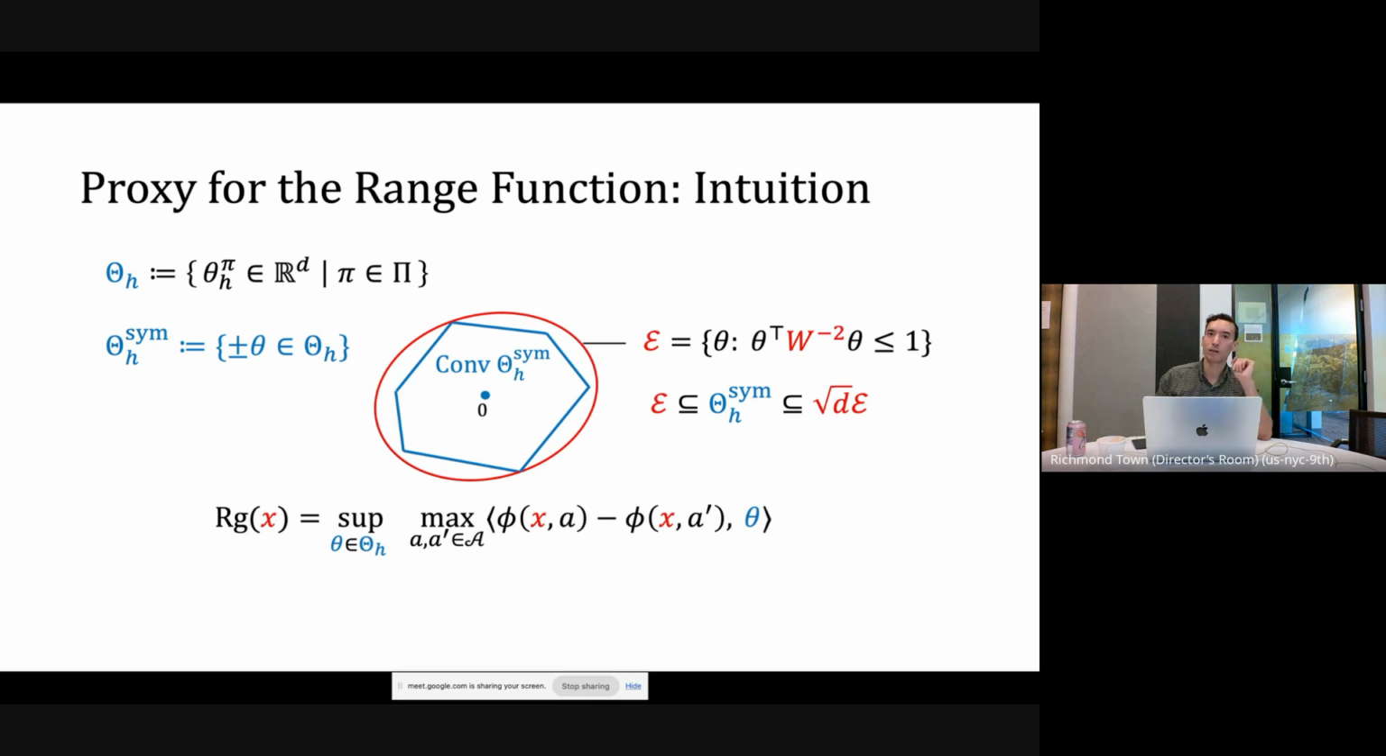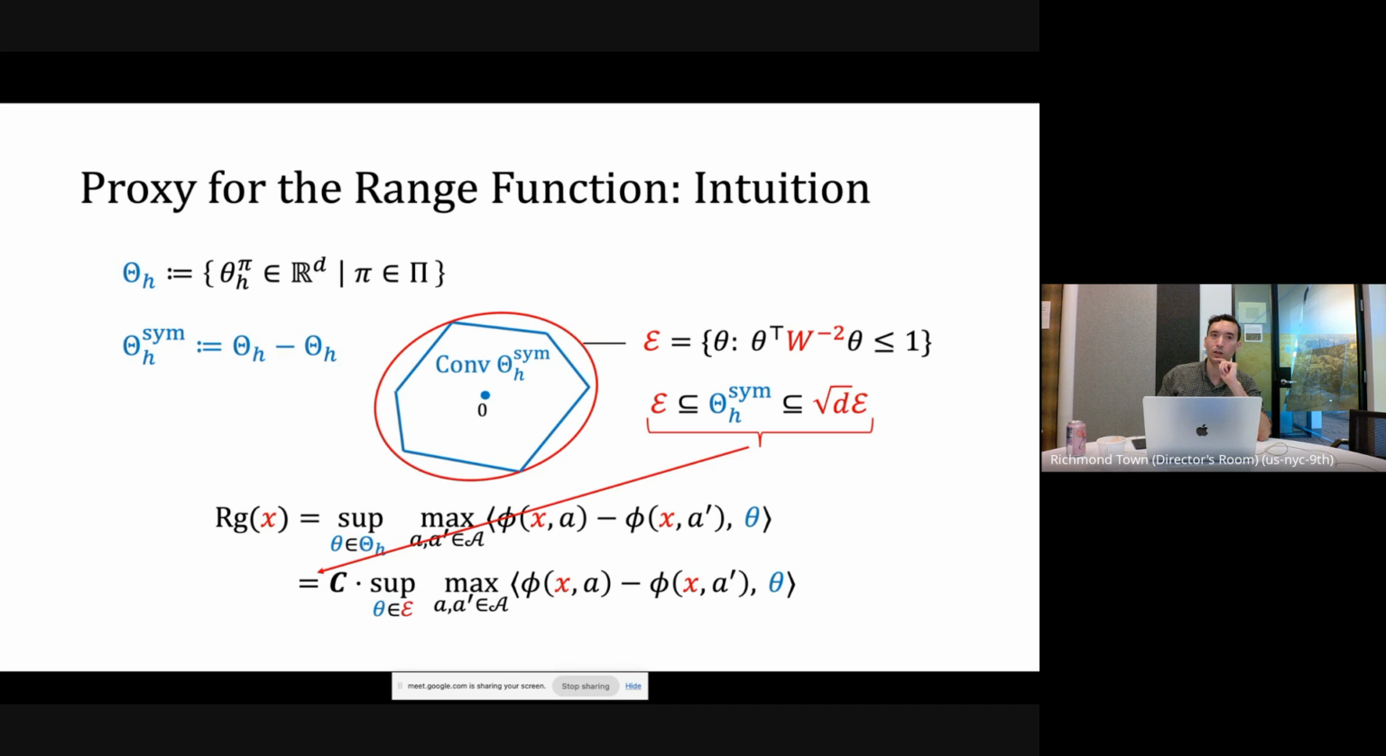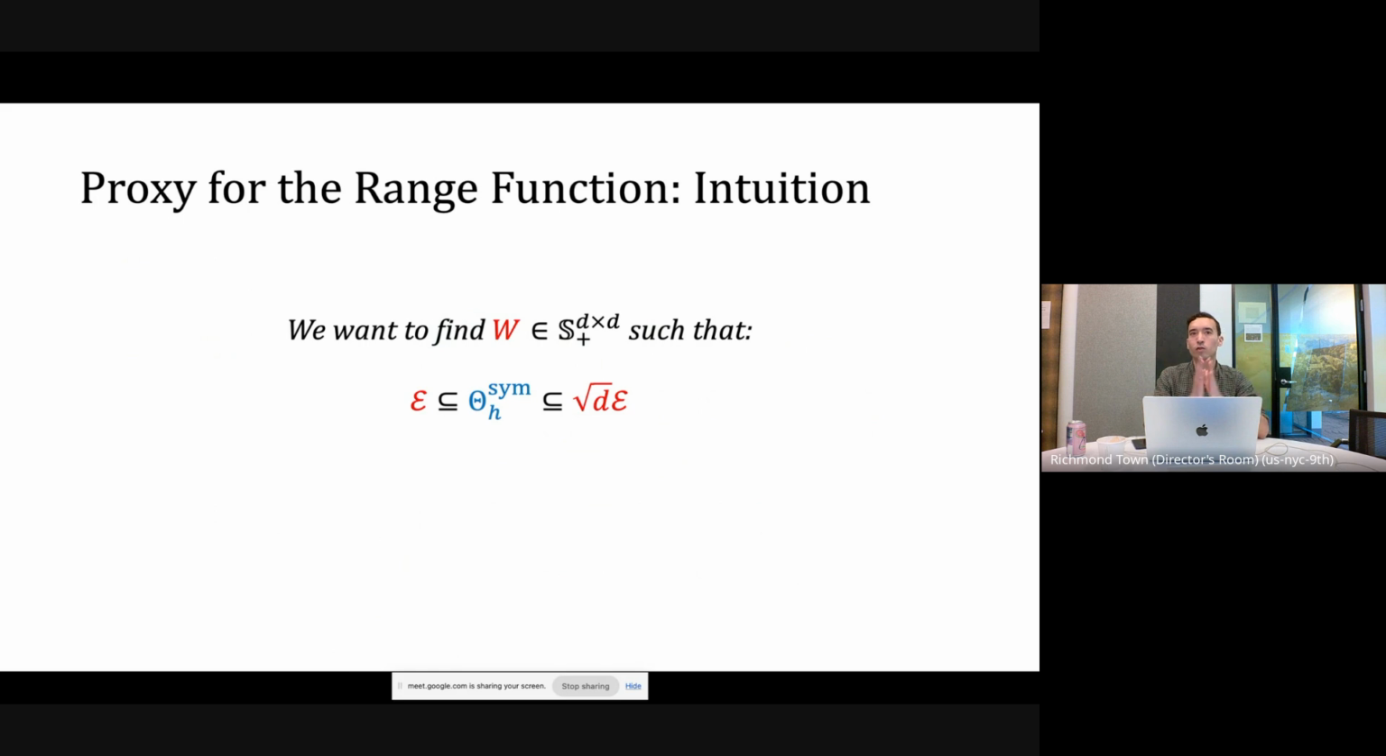And so if you have such an ellipsoid, then first of all, the range of states, you can write it also as a supremum over the symmetric theta space, right? Just because we have phi minus phi of a prime. So this is equality. And so if you have this ellipsoid, you can basically approximate the range up to some root d factor. Is this clear? Yeah, so this only follows from this sandwiching that we have here. So basically what this says is that we want to find some symmetric W that defines an ellipsoid that approximates your parameter space as well as possible. And that will give you a constant approximation of the range function.